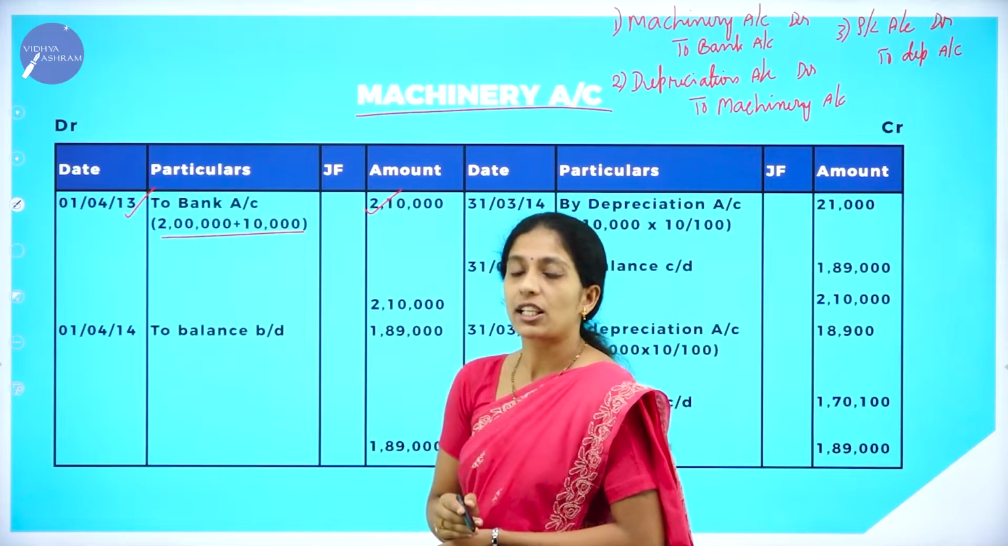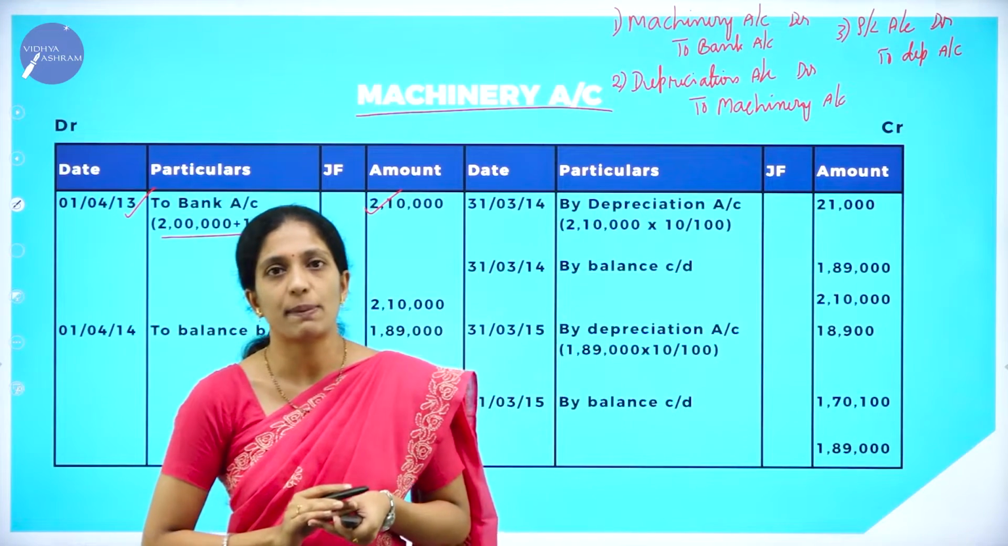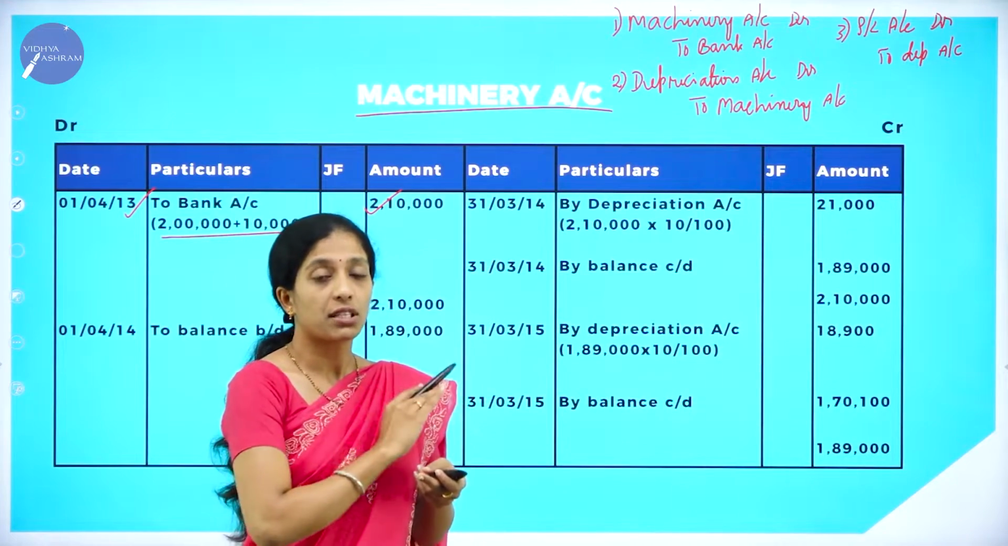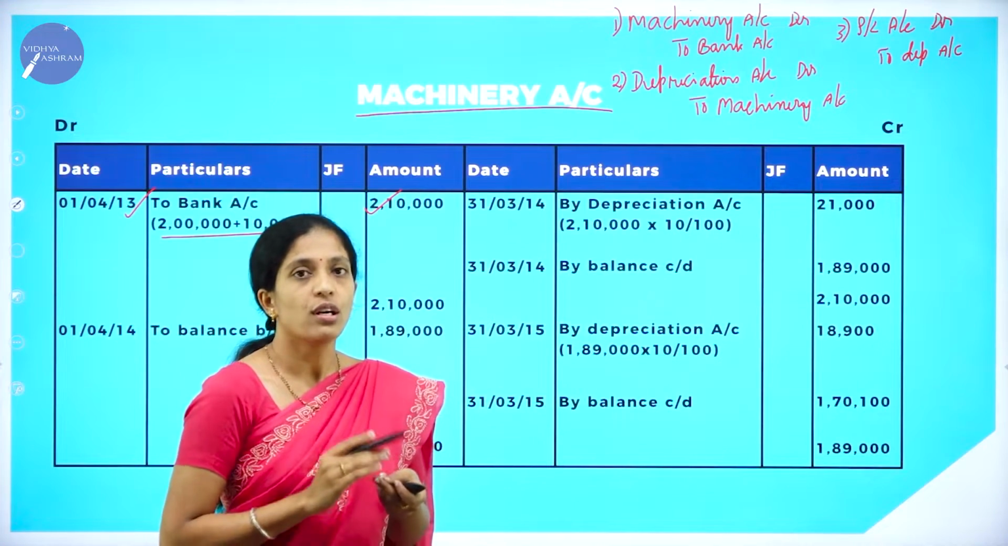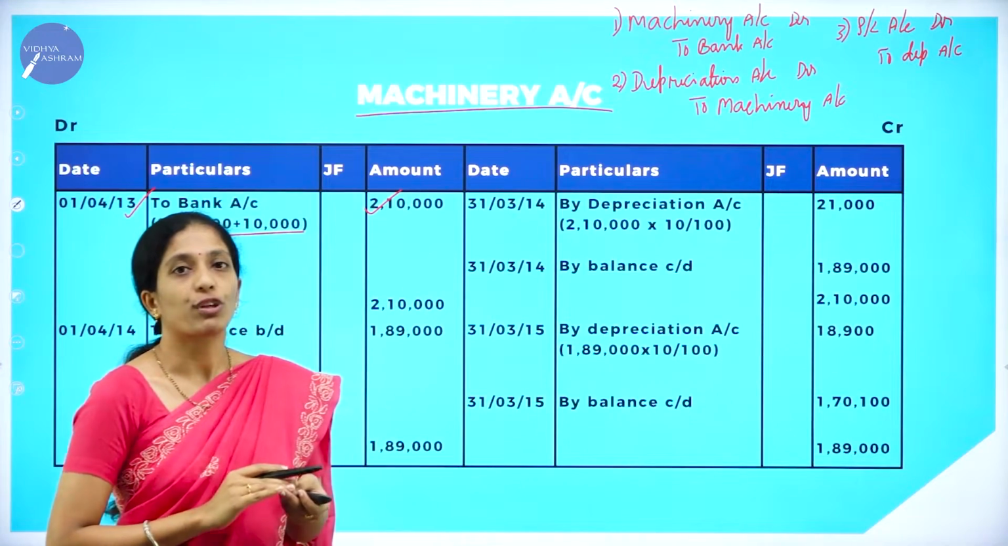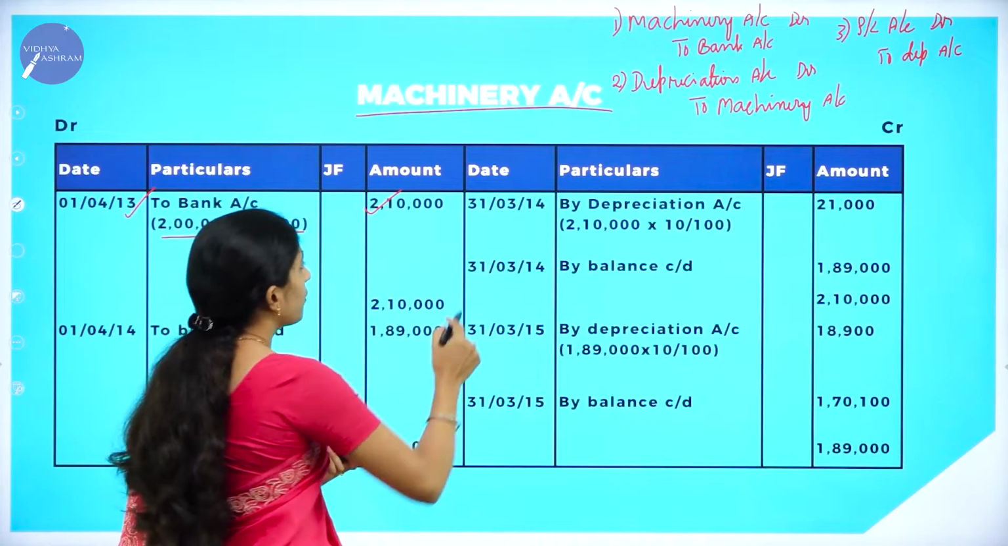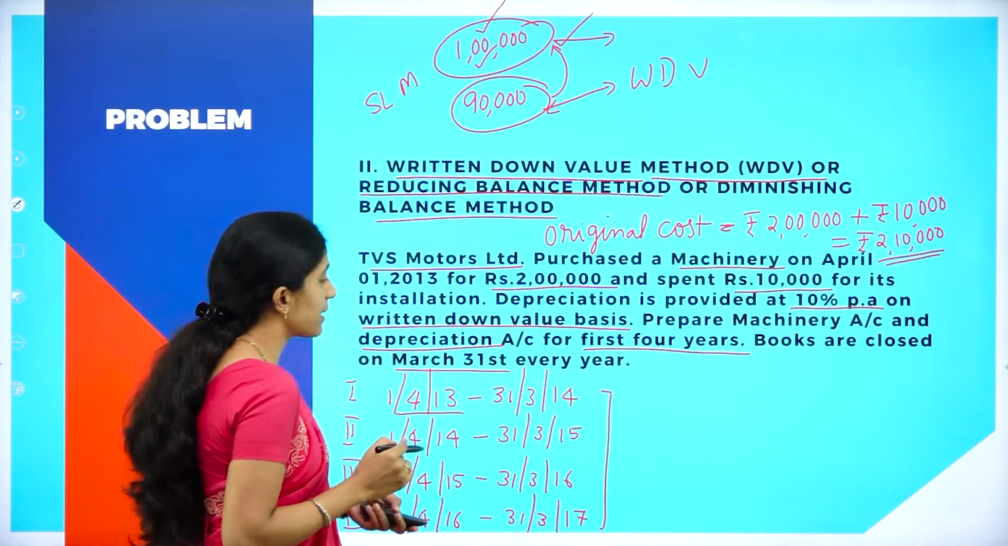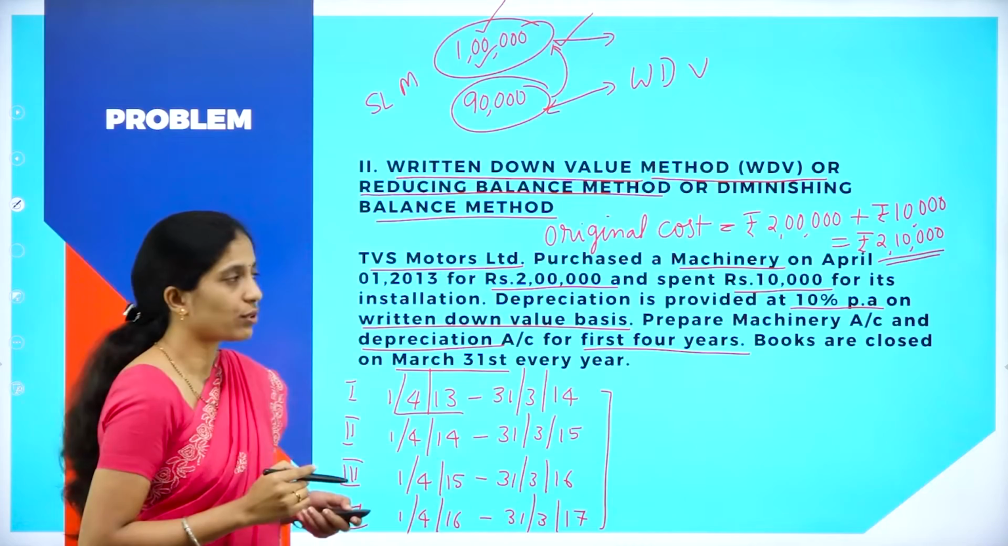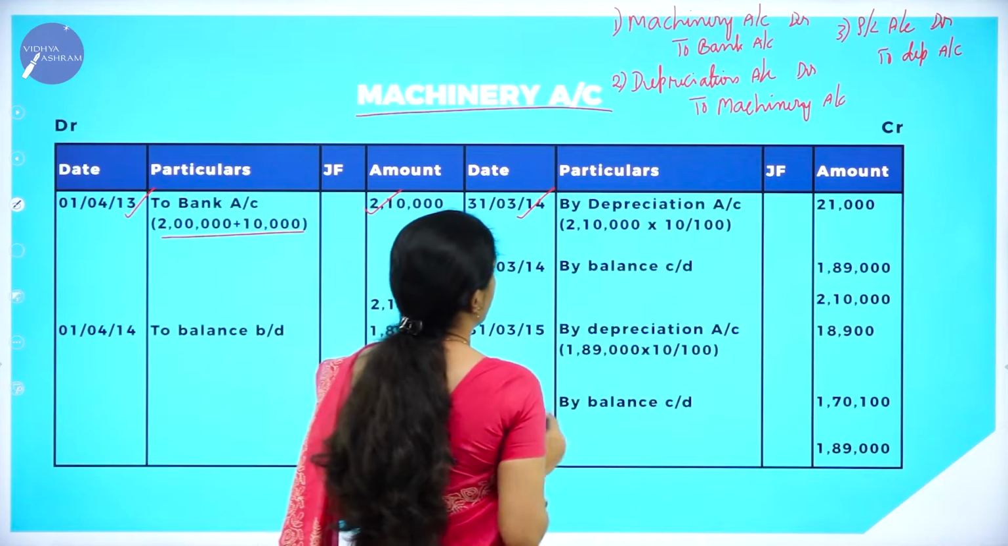Now in that particular year, no additional machinery has been purchased. At the same time, this machinery is not sold also. So we have to calculate depreciation for the whole year. So 31st-3/2014, that is end of the first year, by depreciation account.